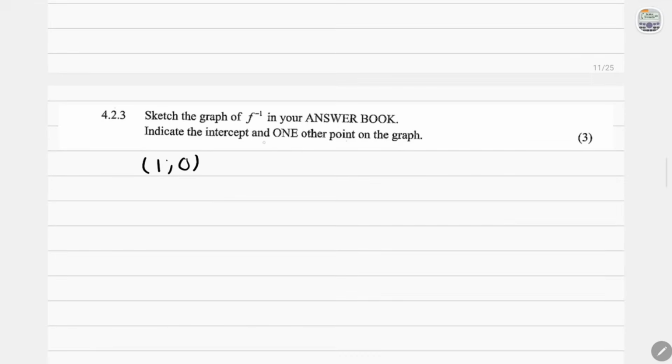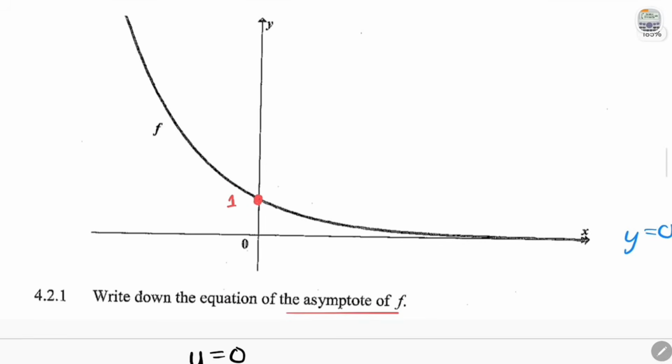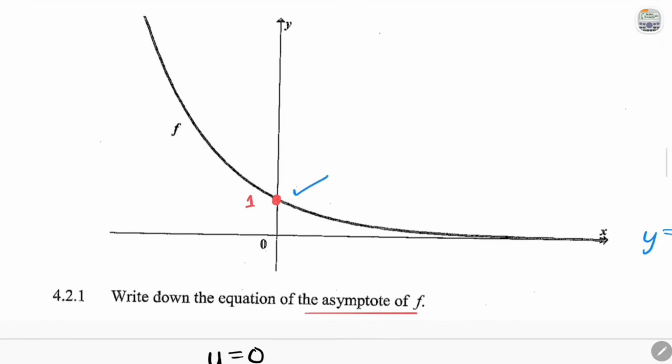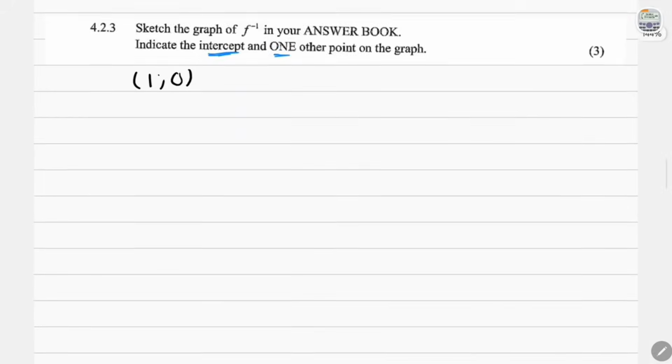But they said indicate the intercept and then one other point. So we'll just find another point. It's best to find a point that can help you with the shape. So since we have this point over here, I'll find a point on this side. Okay, so let's just try -2. I'll just try -2, and let's see what we get.